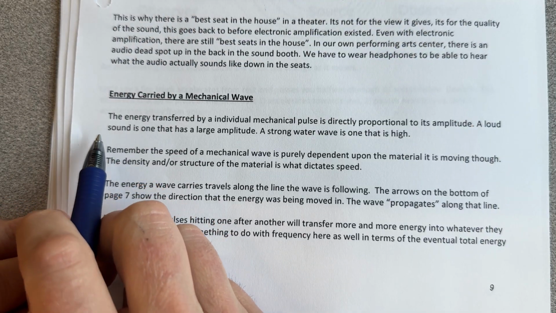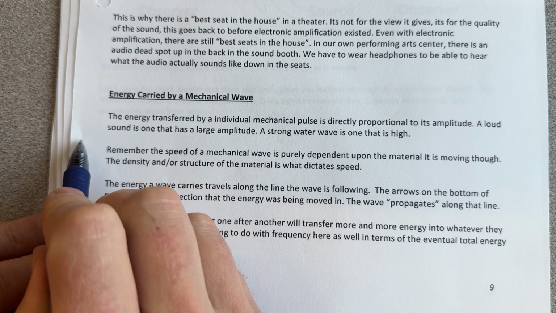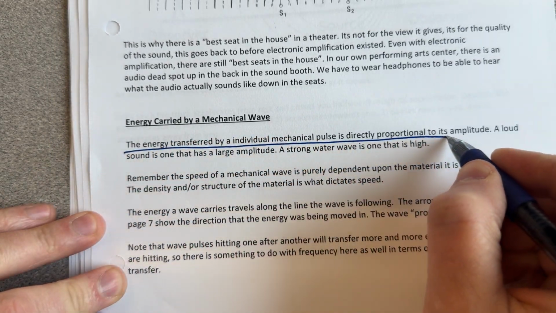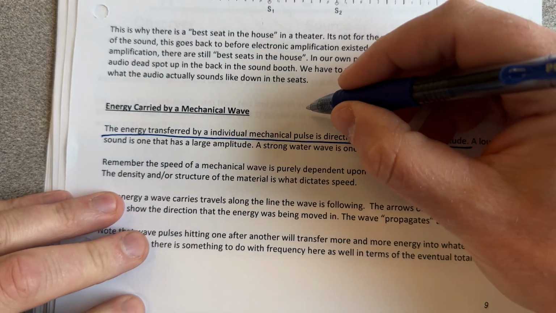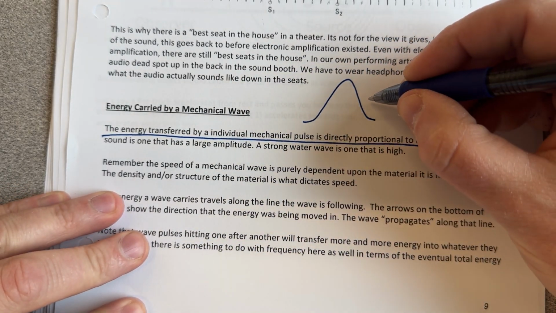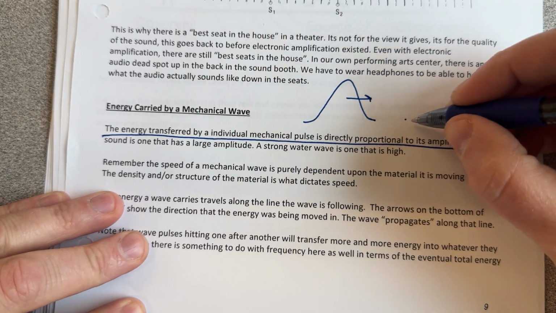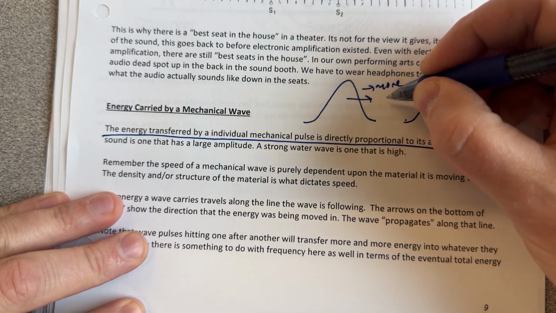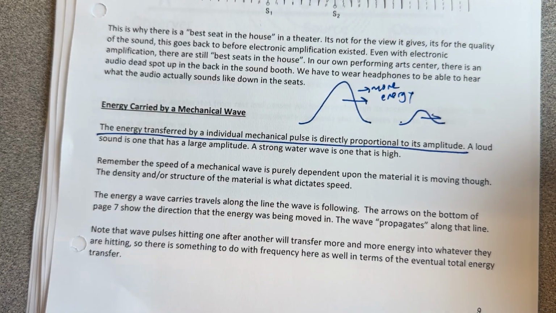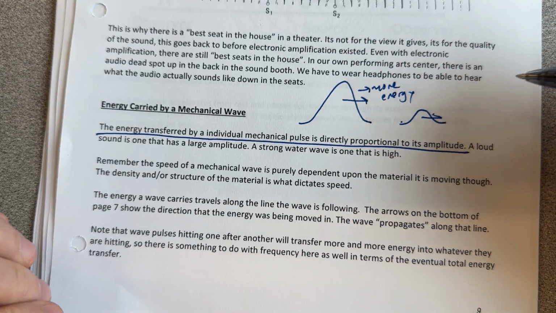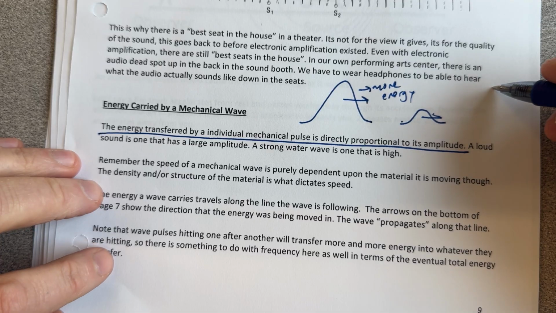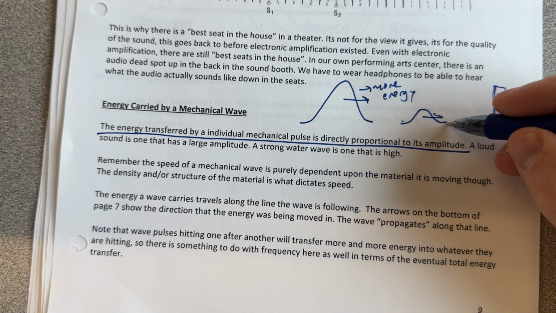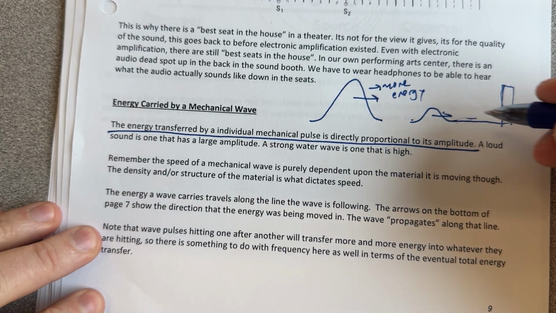Interesting to see. Energy transferred by an individual mechanical wave pulse is directly related to its amplitude. So for mechanical waves, the energy that a wave delivers is related to its amplitude, right? Think about a water wave hitting something. This one's got more energy. But let's say I'm transferring this into a break wall or something, right? Waves are splashing up on this wall.